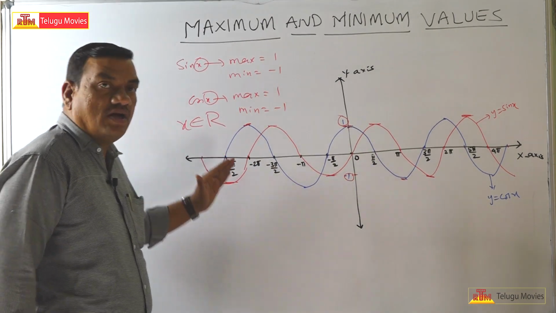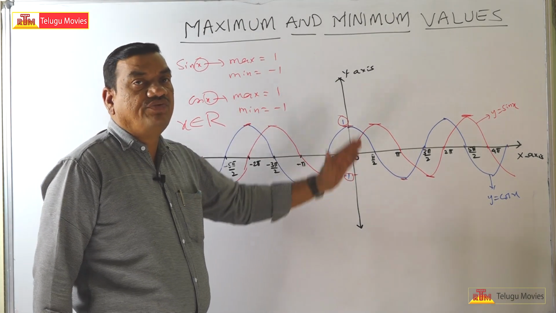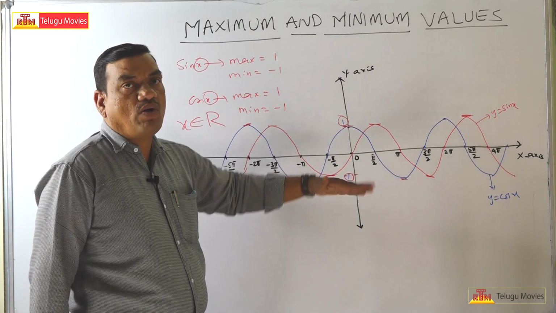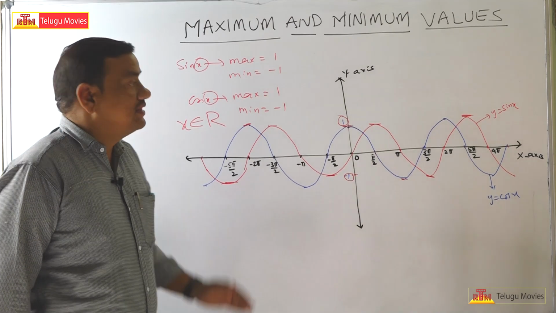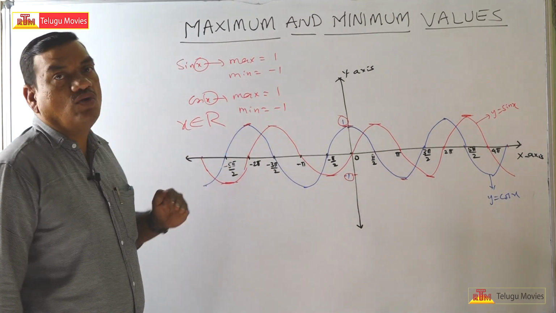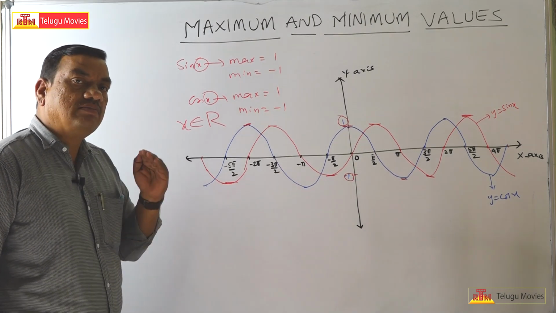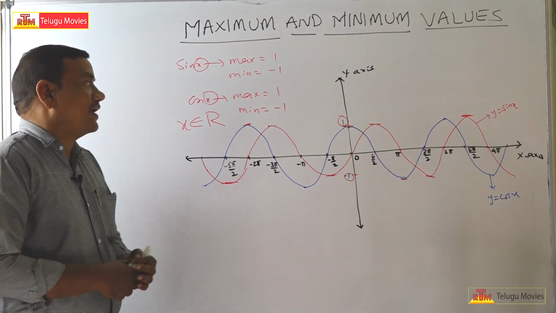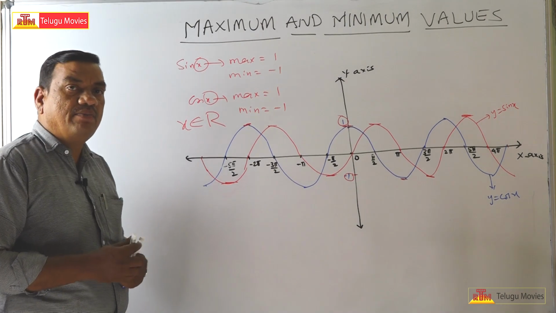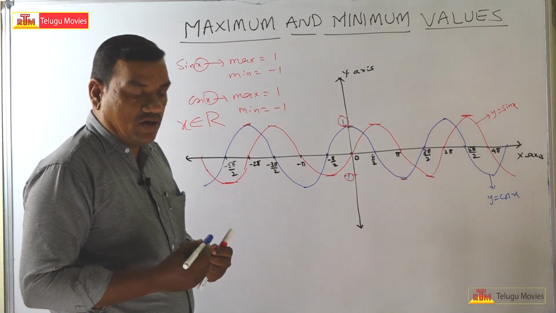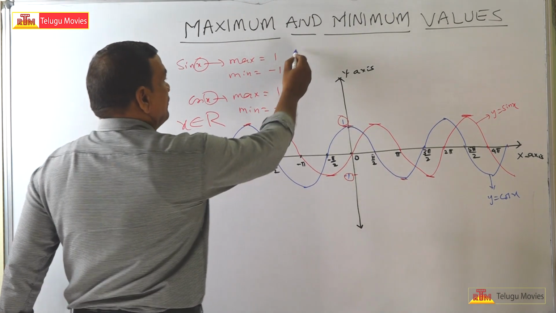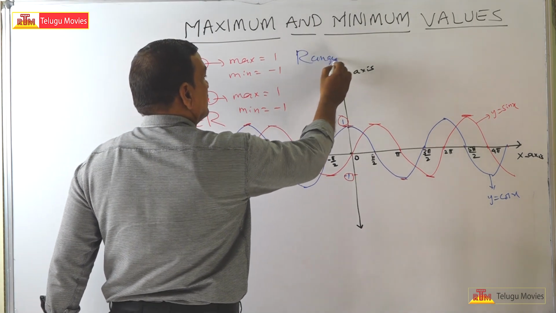If you observe, the graph fluctuates between 1 and minus 1. That's why the maximum value of the sine function is 1 and the minimum value of the sine function is minus 1. Maximum and minimum value together we call the range. Therefore, what is the range of the function?